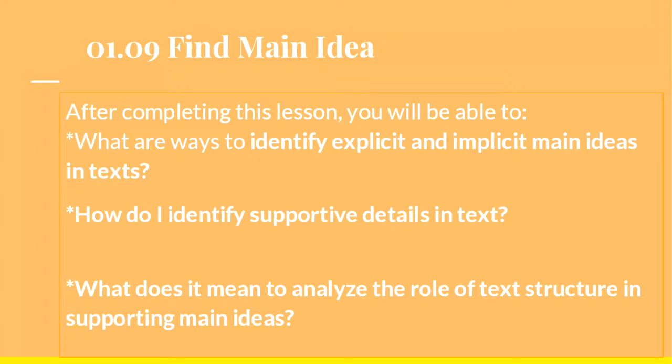So let's jump right into 1.09. 1.09 is about finding the main idea. So what I've done is I've taken those objectives and I've turned those into questions. So the first question, after completing this lesson, you will be able to, and you want to be able to answer: what are the ways to identify explicit and implicit main ideas in text?